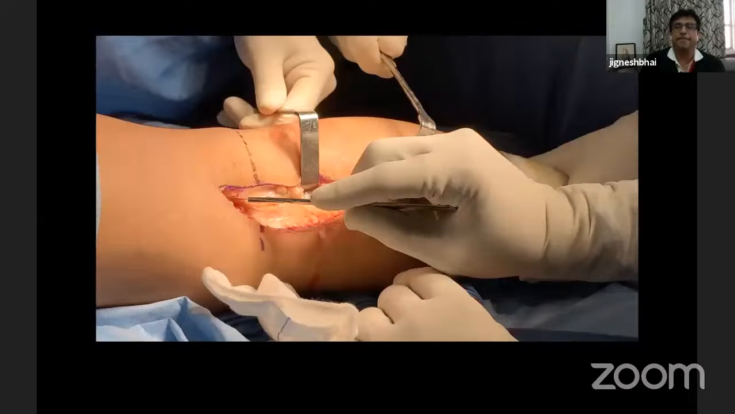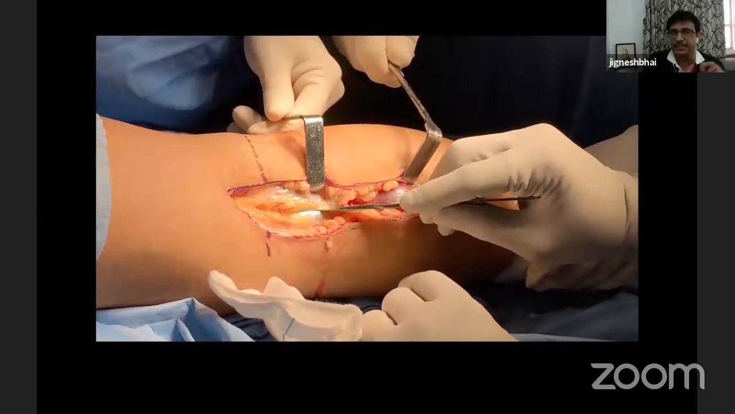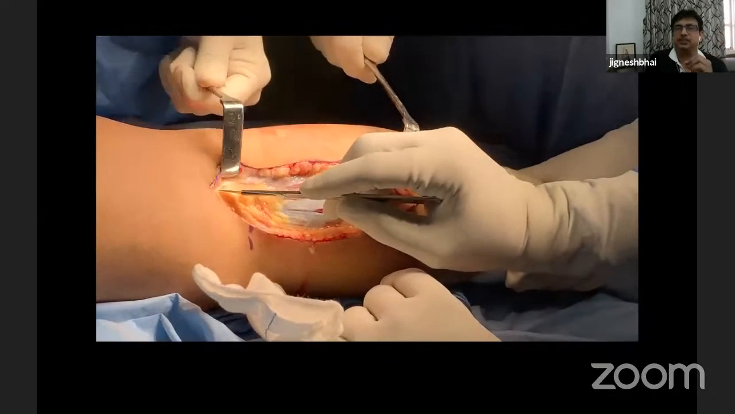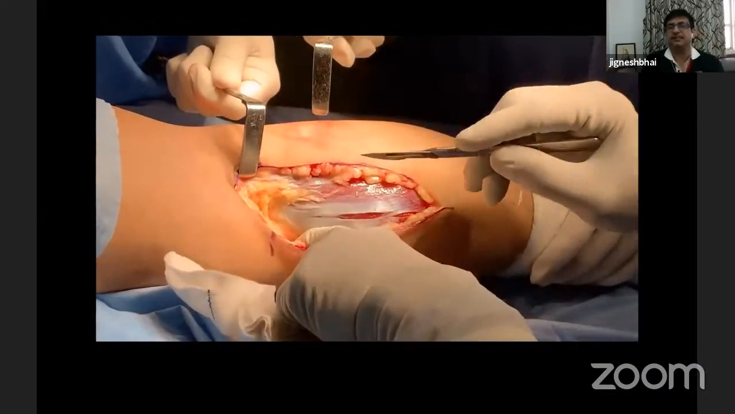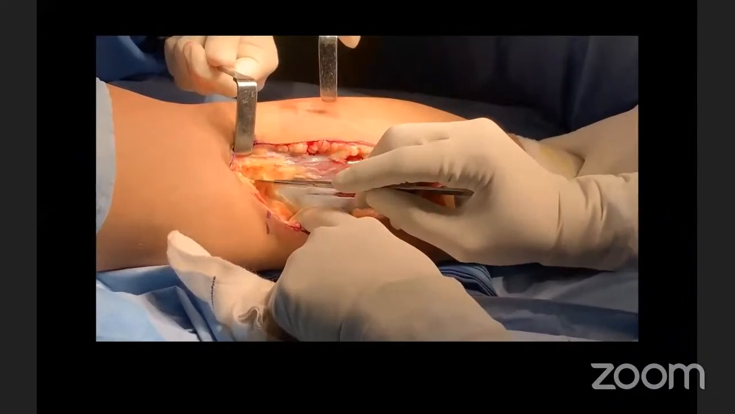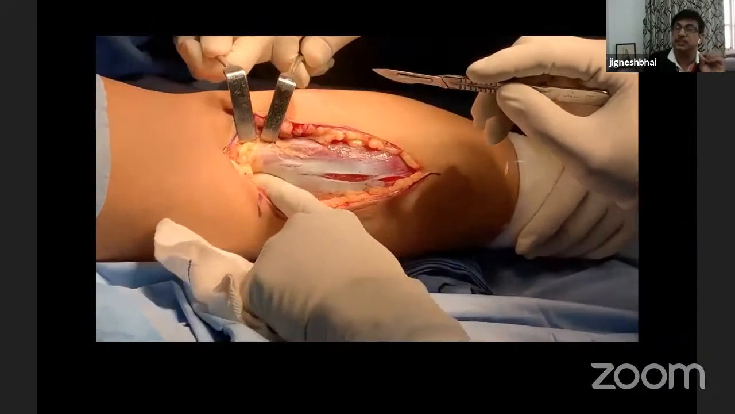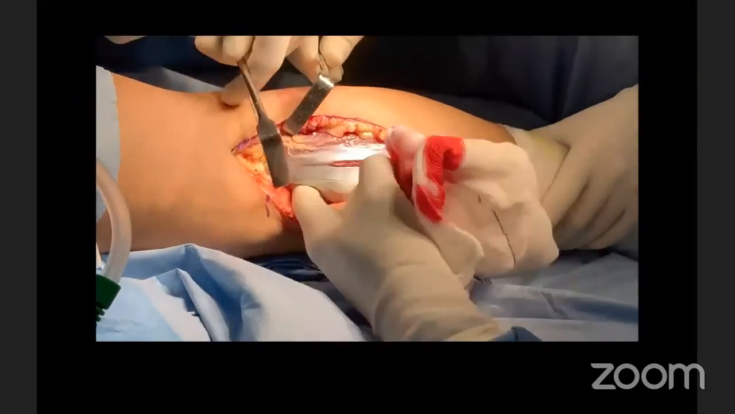Second step. Now I will develop the interval between the semitendinosus and medial head of gastrocnemius proximally, and I will cut the fascia over the medial head of gastrocnemius. My finger is running and palpating the semitendinosus muscle proximally. That should be saved. In initial few times I could nick it, so we have to be very careful. We don't have to cut the semitendinosus.